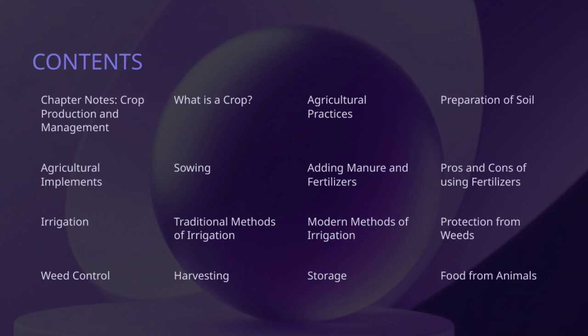Finally, all these topics come together in the chapter notes on crop production and management, which serve as a comprehensive overview of how effective practices and modern methods can lead to successful farming outcomes.